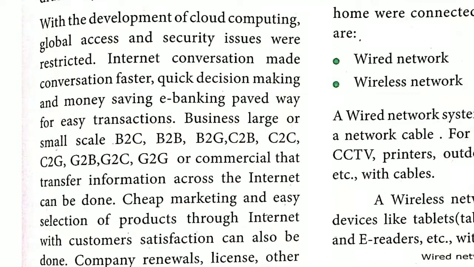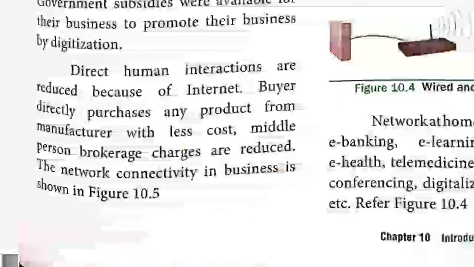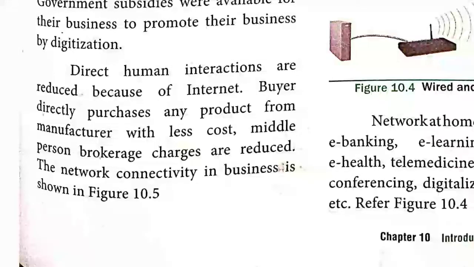So all this transaction is made easy by the internet, and you can see that companies' renewal of license and other certification, bill payment, invoice, stock maintenance, everything can be done by using this computer network. So direct human interactions are reduced because of this internet. Buyers directly purchase any product from the manufacturer with less cost. Middle person or brokerage charges are reduced.